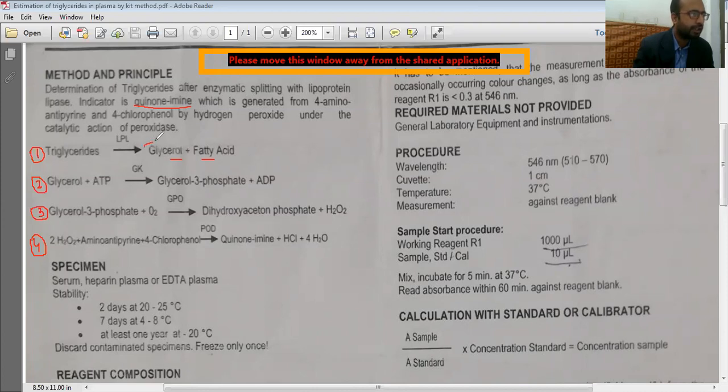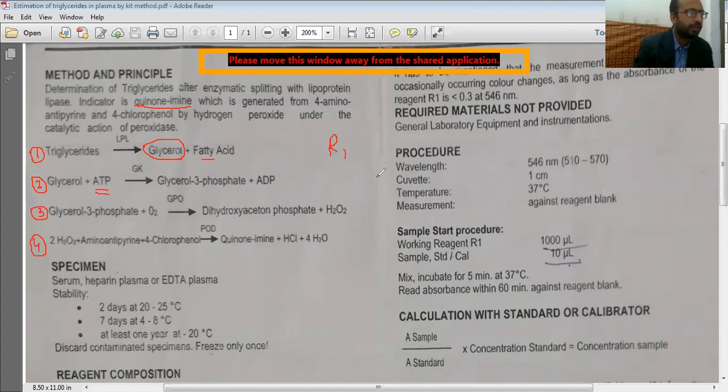Next reaction, this glycerol will be used, and this glycerol would react with ATP. This ATP is also present in R1. Every enzyme and reagent working in this principle is present in R1. All these chemicals are available in R1 in MTT diagnostic kits.